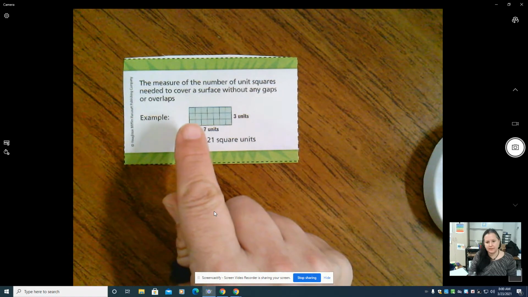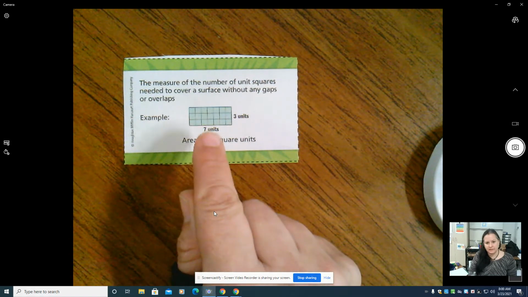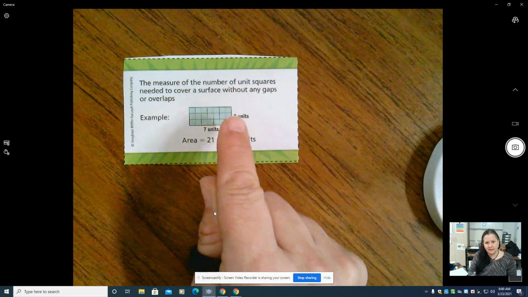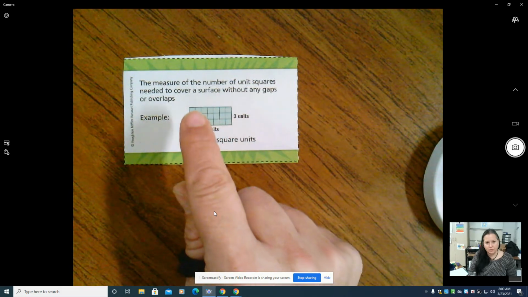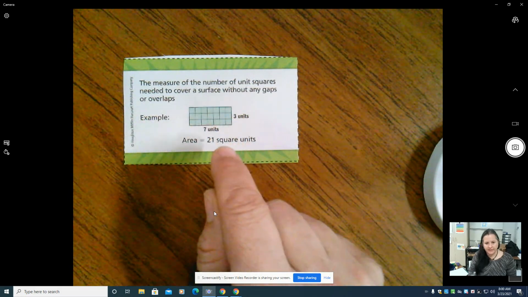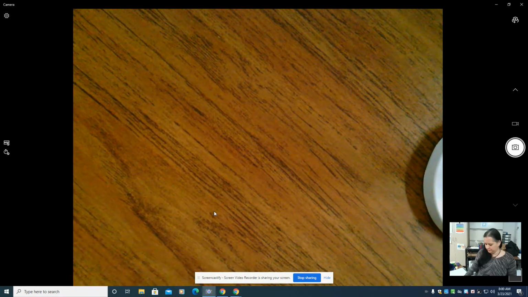And the reason it's in units squared is because it's this 7 units across times the 3 units up, which will give us 21 little squares inside of here. That's why we call it square units.